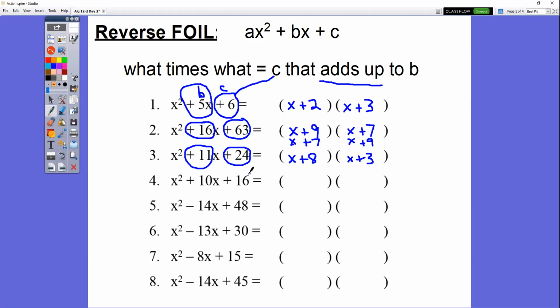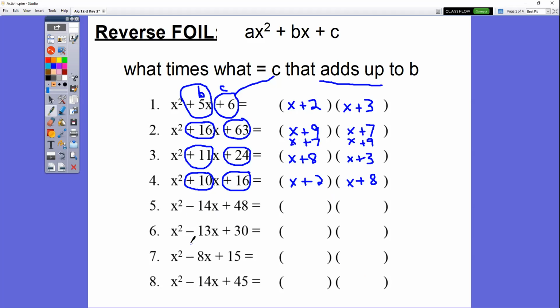Go ahead and take a look at the next one. What times what is 16 that adds up to 10? Go ahead and type your answer in the chat, please. Yep, it is 8 and 2. So 8 times 2 is 16. 8 plus 2 is 10.